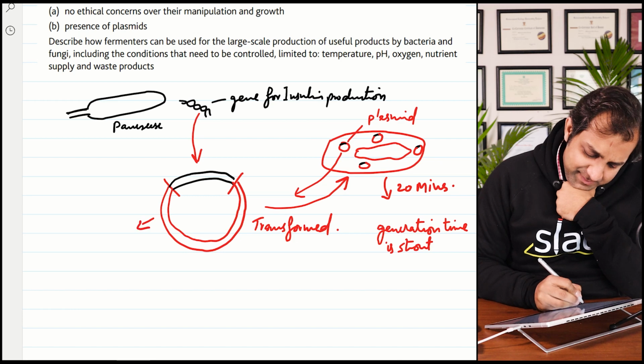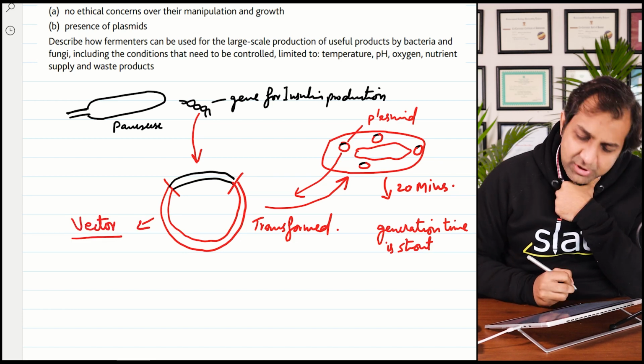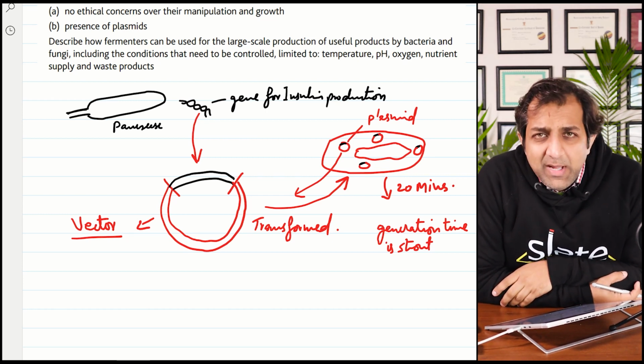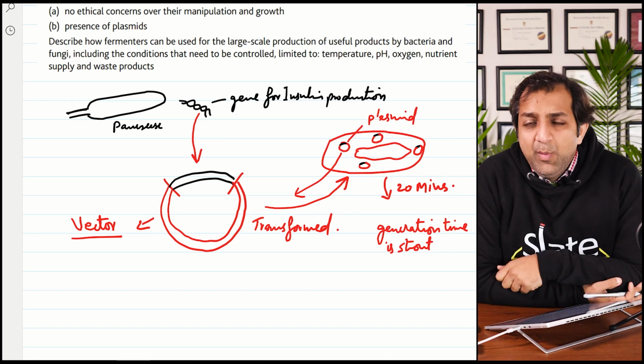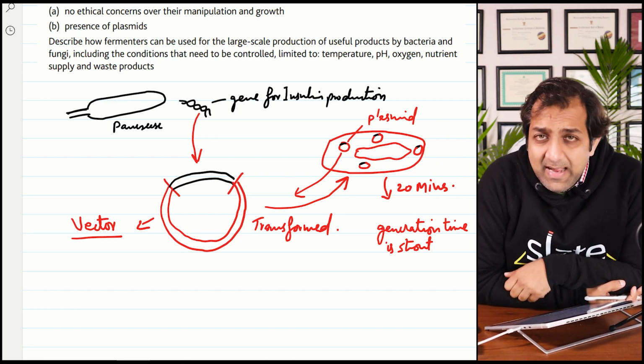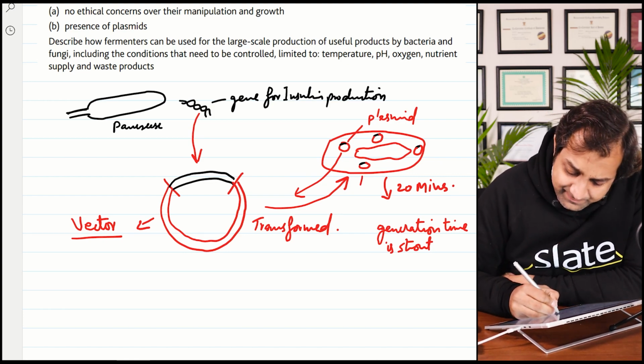Because here this plasmid acts like a vector. So once we have transformed bacteria, we need to rear these bacteria. We need to give them nutrients and all the good conditions that they need, and in return, they are going to produce insulin for us.